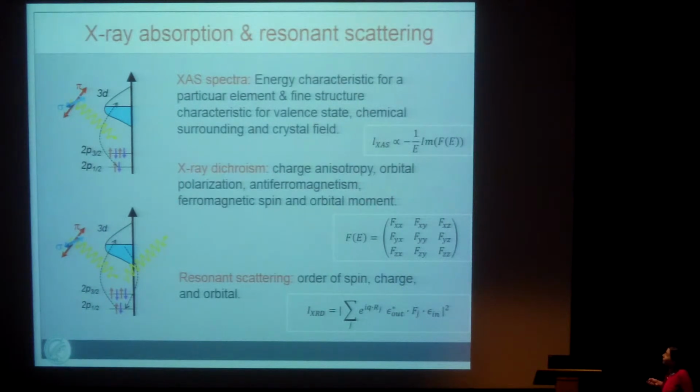The antiferromagnetism, or also the ferromagnetic spin and orbital moment, can be deduced by so-called XMCD measurements. The X-ray absorption is proportional to the scattering tensor, and in this case we are probing non-cubic scattering tensors. The resonant scattering is closely related. It's a photon in, photon out process due to the same absorption edges. And here the phase factor enters and modulates the intensity, and from this you can study spin, charge, and orbital order also in an element-sensitive fashion.